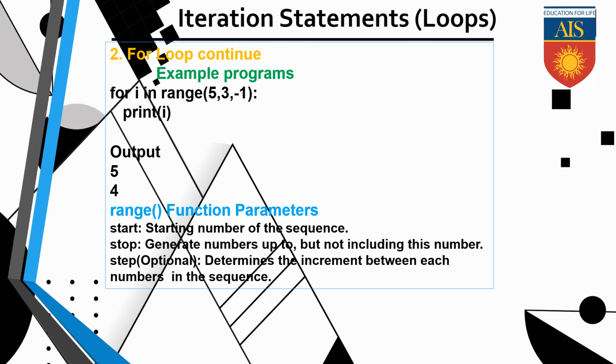Here we need to learn one more option, that is what? That is our range function parameter. So in this range function, first we need to get start. So starting number of the sequence, then we will get stop, generate number up to but not including this number, and then we will get step option. That step is what? It helps to jump the value. It determines the increment between each number in the sequence. So that is actually with the help of step we can do that.